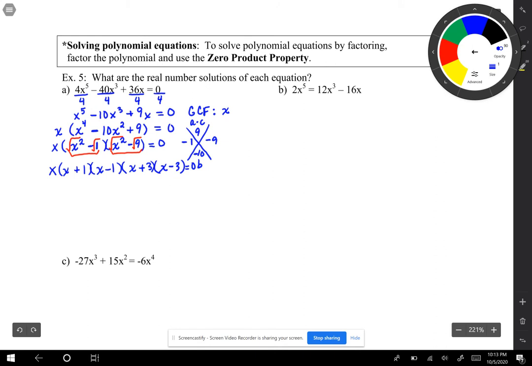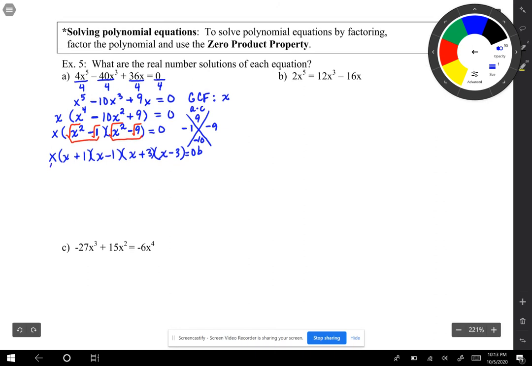Okay, now that we factored completely and we know it's set equal to 0, we can set everything where we see an x equal to 0. We're going to have 5 answers here. First one is x equals 0. Next one is x plus 1 equals 0. Next one is x minus 1 equals 0. Next one is x plus 3 equals 0. And last one is x minus 3 equals 0.